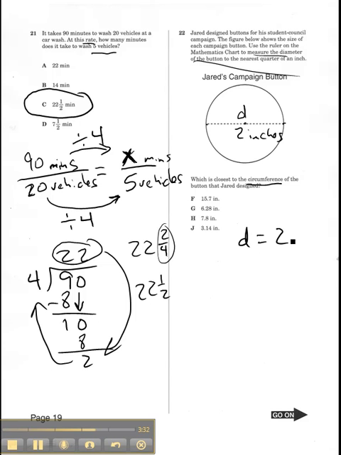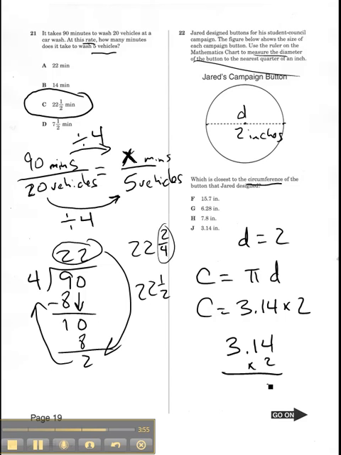D equals 2. Then if you look at your math chart for the formula for circumference, circumference equals pi times d. And then also on your math chart is the approximate value for pi, 3.14. So 3.14 times 2, diameter is 2 in this case. 3.14 has 2 decimal places, 2 has no decimal places, so I should have 2 decimal places in my answer. 6.28 inches. The circumference would equal 6.28 inches, which is answer choice G.